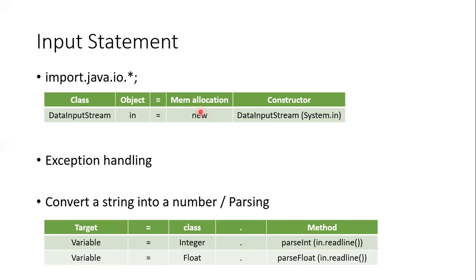Once you do that, we specify the constructor. The constructor uses the same class name. So we use new DataInputStream, and within brackets, as per the requirement of the constructor, we pass an object. This object is again from the class called System, and the object is called in. By passing this input, we now enable the system to receive input into the program.